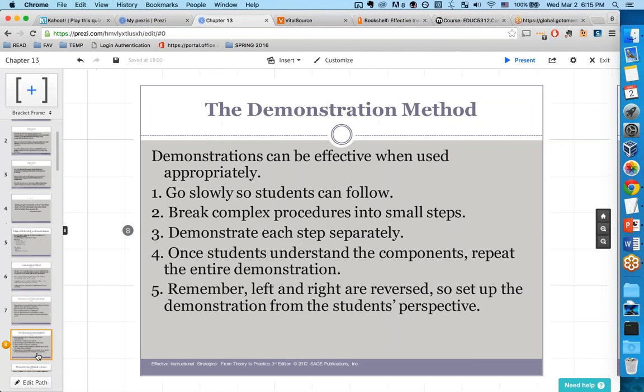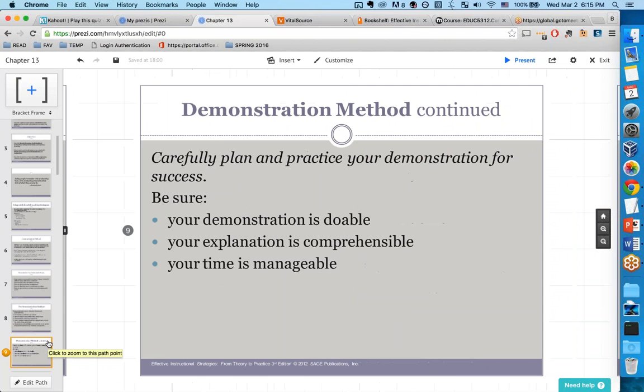All right, so let's move on to this slide right here. You would need to carefully plan and practice your demonstration sessions in order for these sessions to be successful. Make sure your demonstrations will be doable and you practice them before you make this demonstration in front of the students. Your explanations should be understandable by students, and you need to manage your time efficiently, otherwise demonstrations may go really wrong. Make sure you do time management with your demonstration activities.